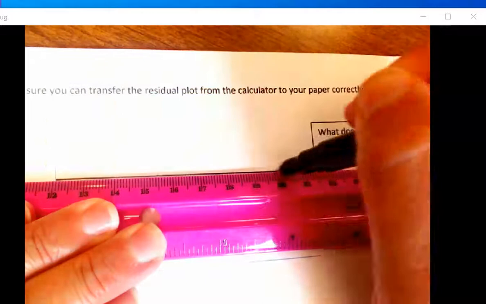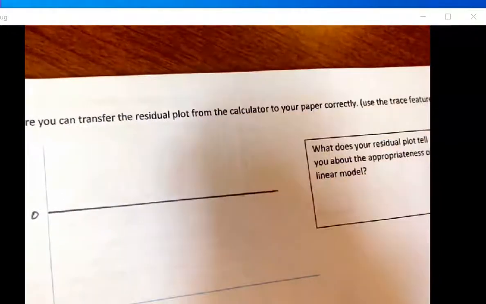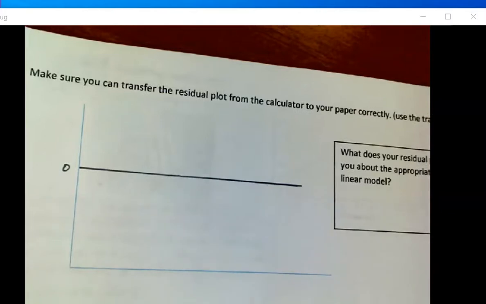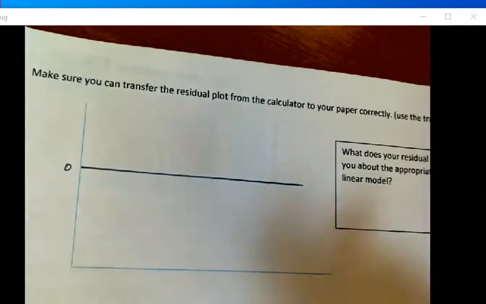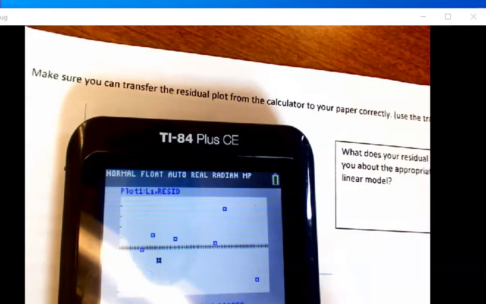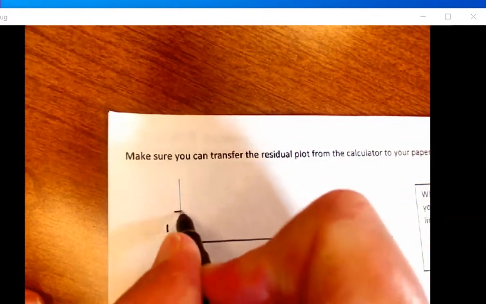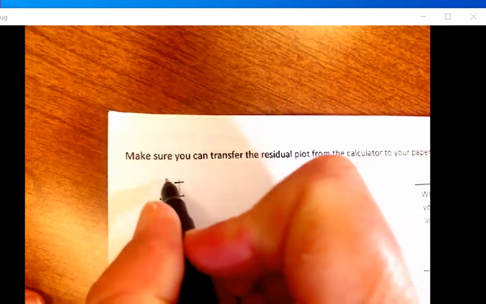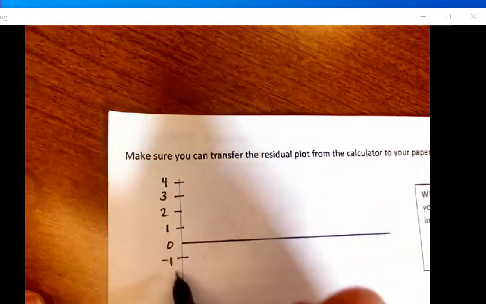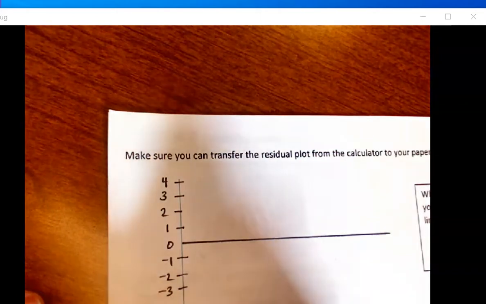So we'll have 0 in the middle. And then, if we hit trace, let's see what we got. All right, so our highest residual is at like 3.75, and our lowest residual, I'm looking at how to graph the y-axis, is negative 1.6. So on this one, you can just do 1, 2, 3, 4. These are the residuals. And then negative 1, negative 2, negative 3, negative 4.